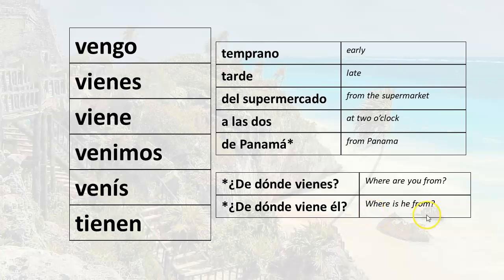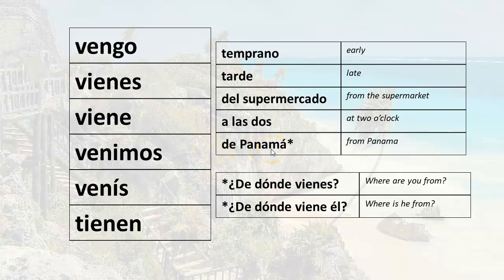If I want to say where is he from, I would literally say of where comes he. Again, this sounds clunky in English, but in Spanish, ¿de dónde viene él? means where is he from? If I want to answer that question, if I'm from Panama, then I would say vengo de Panama. If I want to say he is coming early, then I would say él viene temprano. He is coming late, él viene tarde. He's coming from the supermarket, él viene del supermercado. He's coming at 2 o'clock, él viene a las 2. He is from Panama, él viene de Panama.